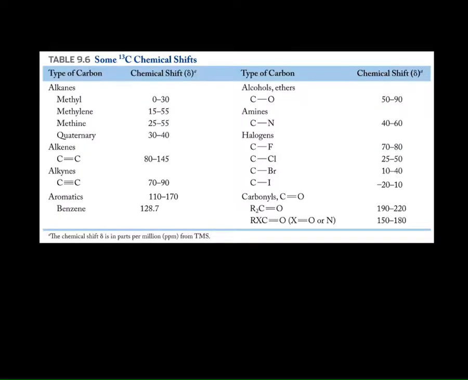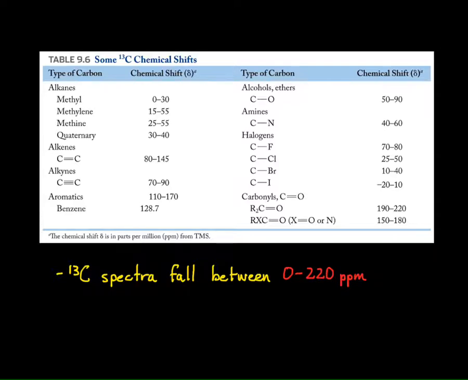So if I look at table 9.6, I can get an idea. This is common chemical shifts for the various types of carbon. So we're looking at carbon-13, the chemical shifts of carbon-13. And one thing that I want to note is the scale. So carbon-13 spectra typically fall between 0 and 220 parts per million. We're going to see that proton NMR has a little bit different scale. But the effects are the same, right? So the effects of de-shielding are essentially the same.